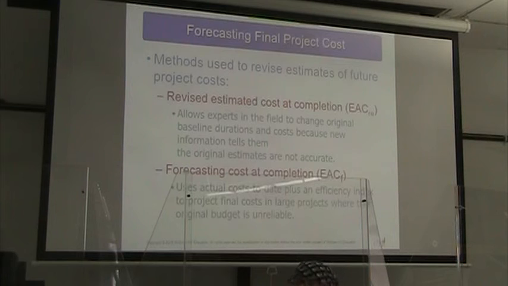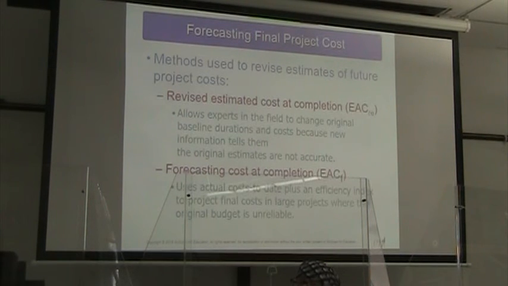All right, so we can revise our estimates of the future project cost. There's the idea of the revised estimated cost at completion, or EAC sub RE. We call in our experts, and they look at the original baseline durations and the new information that we have and say, well, these estimates weren't very good. We now estimate that it's going to cost this.